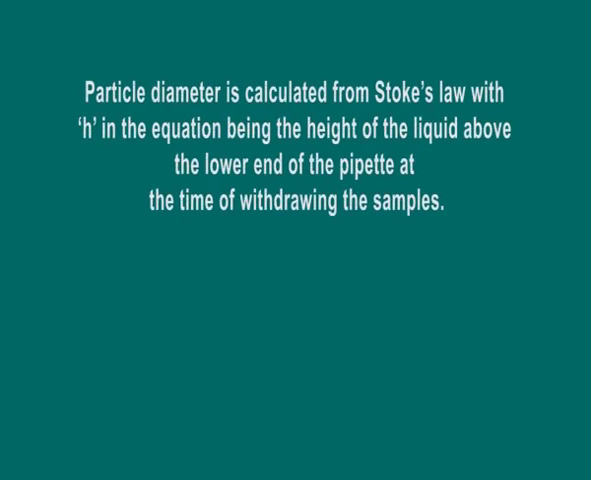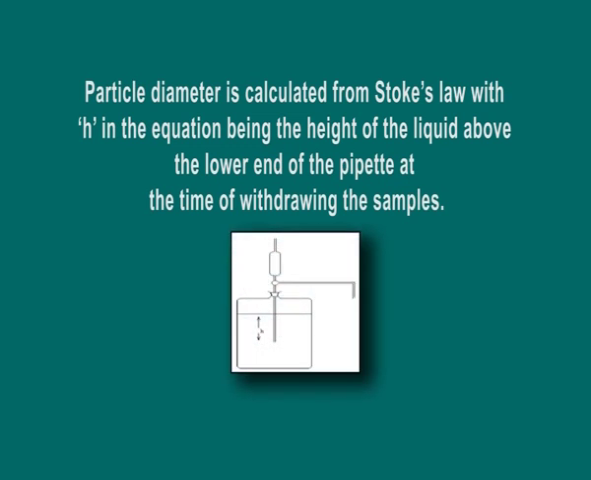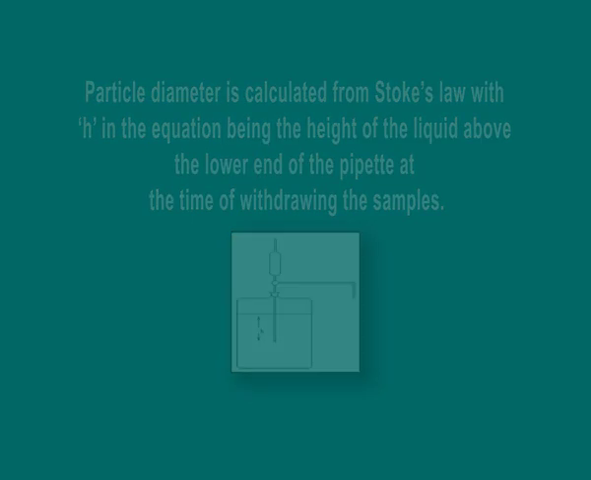Samples are evaporated and weighed. The weight or the amount of particles obtained in each time interval is referred to as weight under size. The weights are converted into cumulative weight under size. Particle diameter is calculated from Stokes' law, with h in the equation being the height of the liquid above the lower end of the pipette at the time of withdrawing the samples.